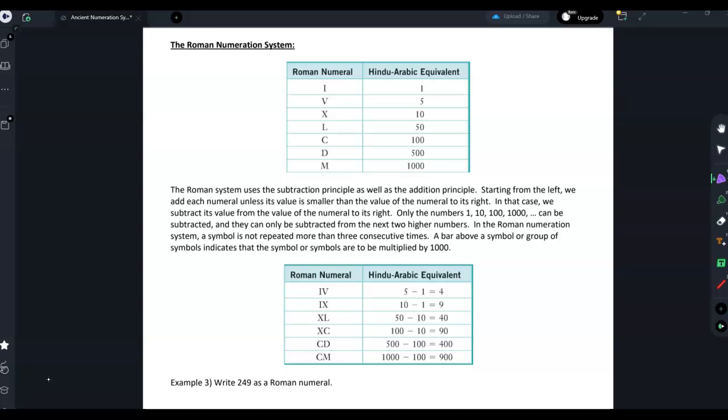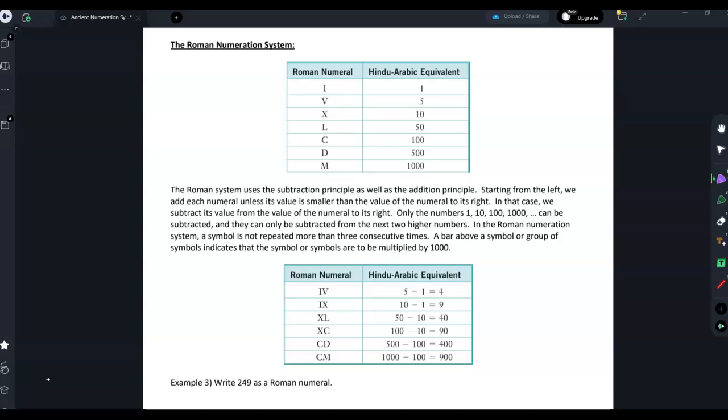So we would still go left to right, just like with the Egyptian system. Starting from the left, we add each numeral unless its value is smaller than the value of the numeral to its right. In that case, we would subtract its value. So this is very much like the Egyptian system, and sometimes you will never do subtraction. It just depends on what your numbers are. But there are some cases where you're actually subtracting the value of the number.